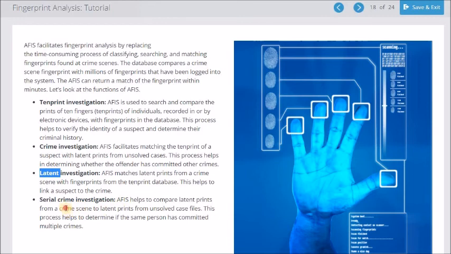AFIS also lets you take one crime scene print, and it can link into other unsolved case files. This may not help you go directly to a suspect, but it helps you link this crime with other crimes, and so that now you can find this person that's a serial criminal, and now you can start investigating that way. We know now more about this person because we linked them to other crimes. AFIS is pretty incredible for what it's able to let us do.